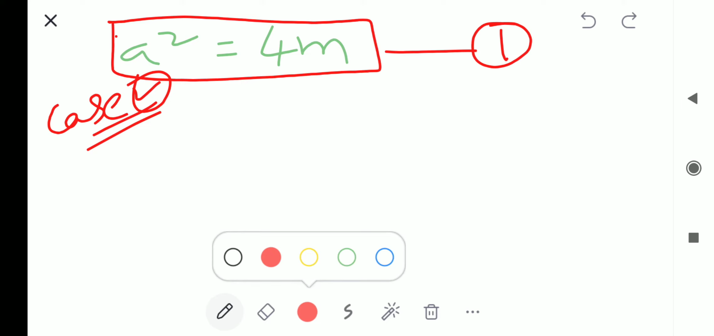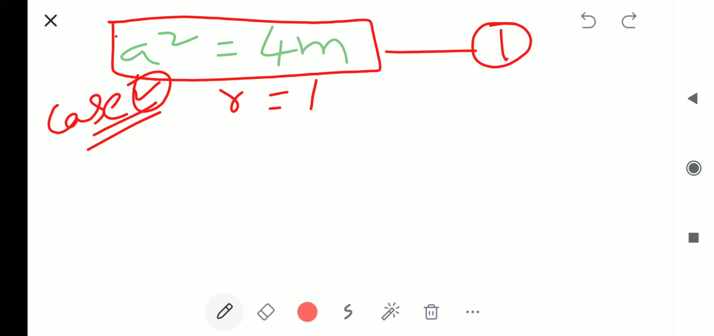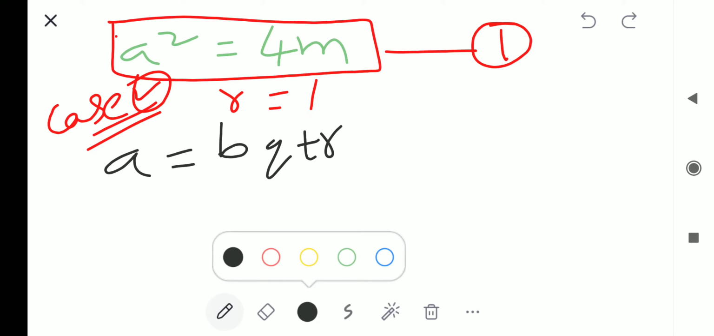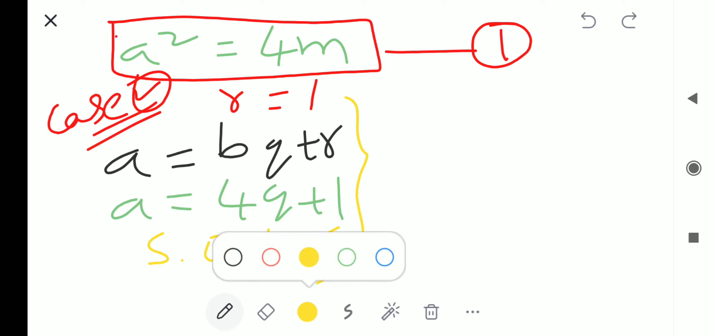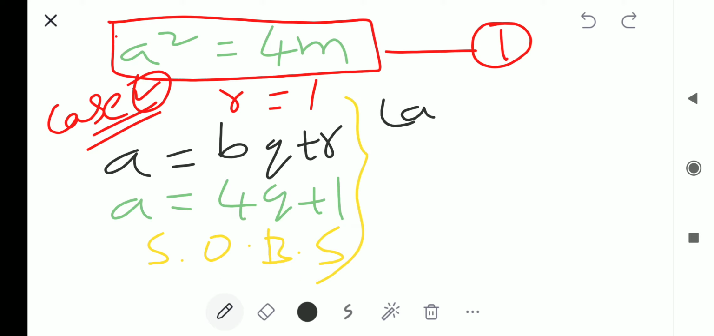Next I am going to case 2. The value of case 2 is R is equal to 1. Then the formula is A is equal to BQ plus R. That can be written as A is equal to 4Q plus 1 because R value is 1 and B value is 4. Then again we should do squaring on both sides. Then we will get A square is equal to 4Q plus 1 whole square.